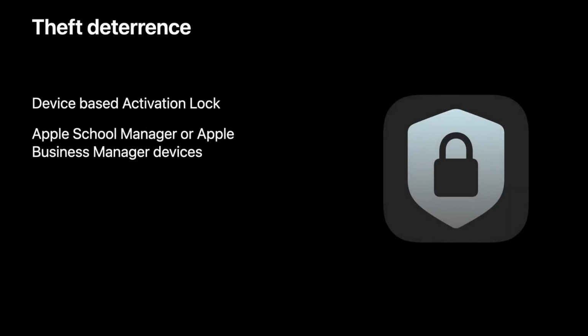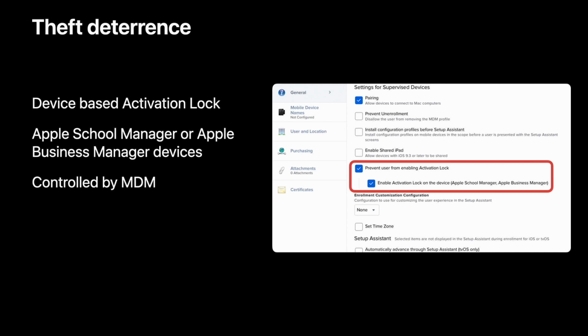Device-based activation lock makes theft deterrence easy for Apple School Manager or Apple Business Manager devices. By leveraging device-based activation lock, MDM enables or disables activation lock directly with Apple servers without the need to interact with the device or a user's iCloud account. For devices you own, you should use this exclusively and not allow users to activation lock your devices with their iCloud account. Note that by default, your MDM may not have these checkboxes enabled. If you do let users leverage user-based activation lock, MDM can still gather a bypass code and use it to clear activation lock with a command sent to the device.